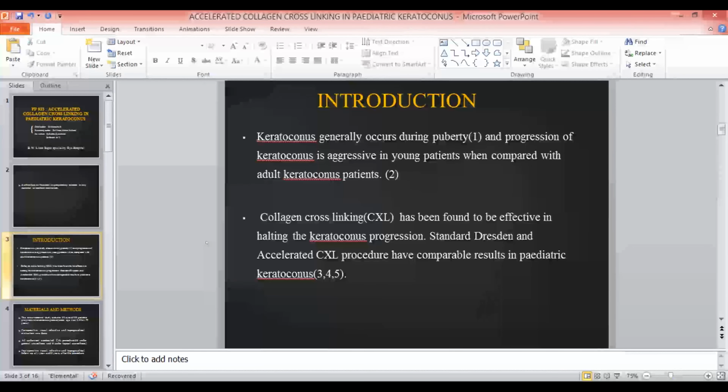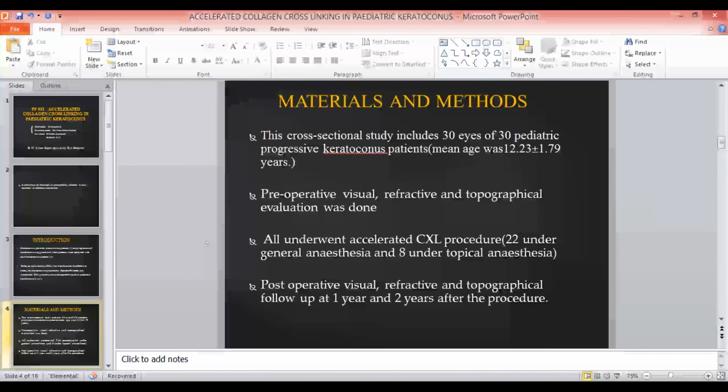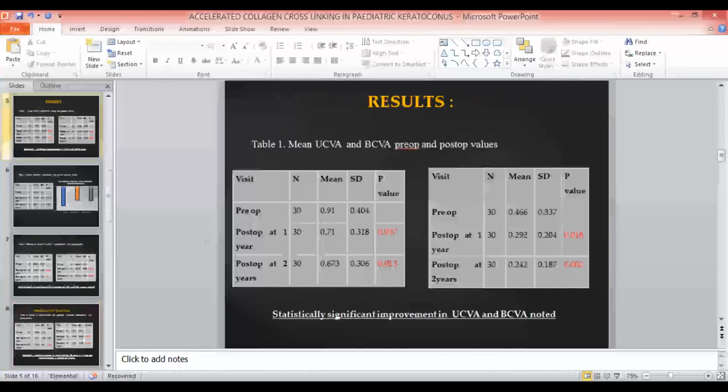So collagen cross-linking has been found to be effective in halting keratoconus progression, and the standard Western and accelerated collagen cross-linking procedures have comparable results in pediatric keratoconus. This is a cross-sectional study done on 30 eyes of 30 pediatric progressive keratoconus patients with a mean age of 12 years. Preoperative visual, refractive, and topographical evaluation was done. All the patients underwent accelerated collagen cross-linking, 22 patients under general anesthesia and 8 under topical anesthesia. The postoperative visual, refractive, and topographical follow-up was done at 1 year and 2 years after the procedure.